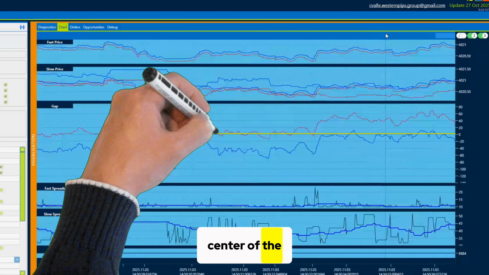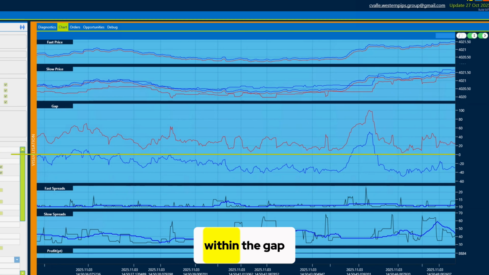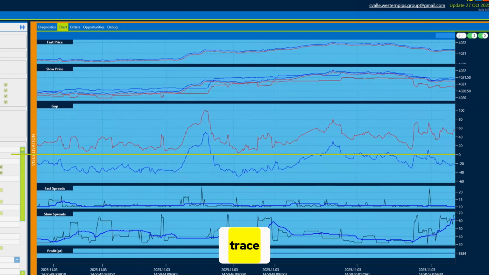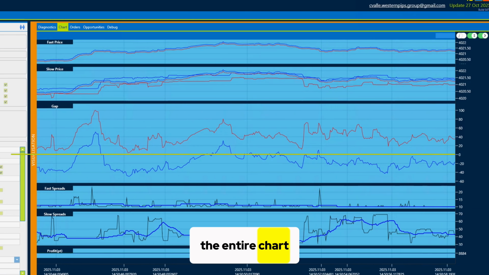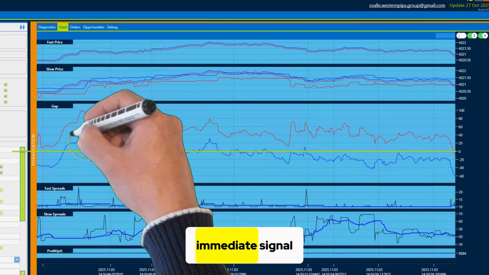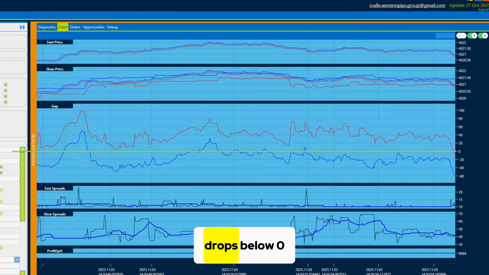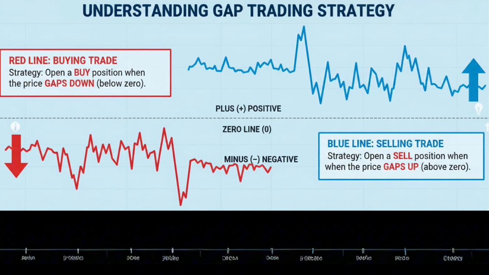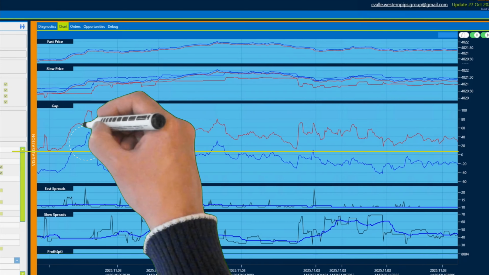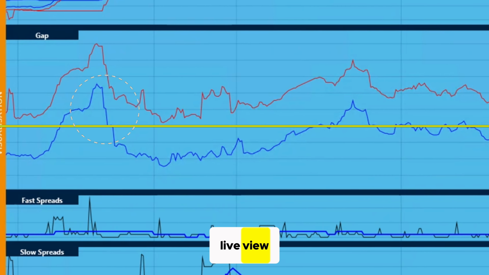Find the exact center of the gap indicator. This is the zero line. Locate the zero line within the gap window and visually trace that horizontal line across the entire chart. When the blue gap line moves decisively above the zero line, this is your immediate signal for a sell order. Conversely, when the red gap line drops below zero, that indicates a strong buy signal. These movements represent the price divergence. The larger the spike above or below zero, the greater the arbitrage opportunity for an immediate trade. Here is a live view of a triggered sell order.